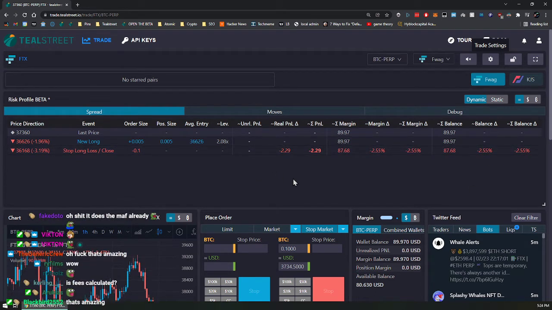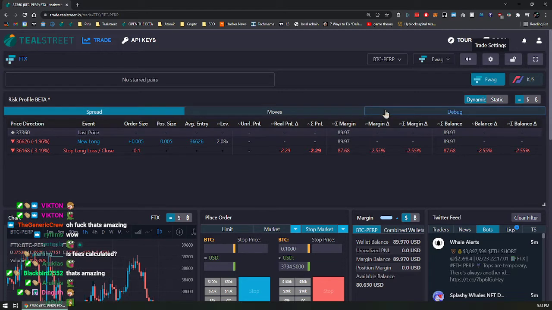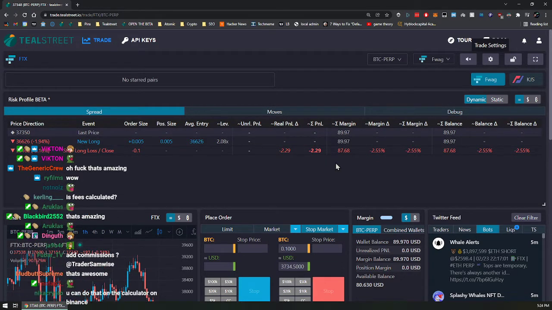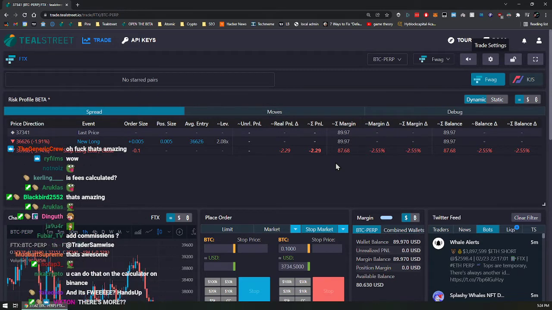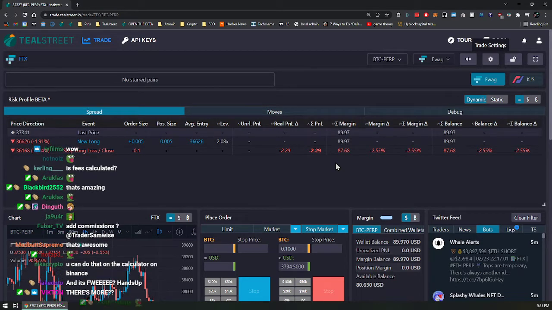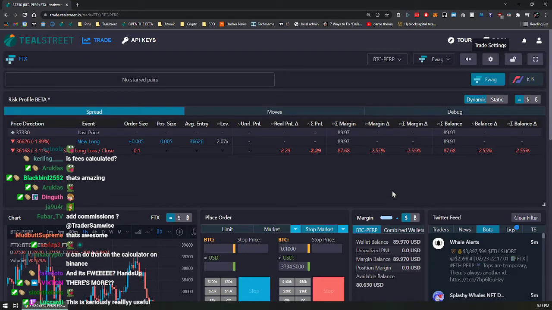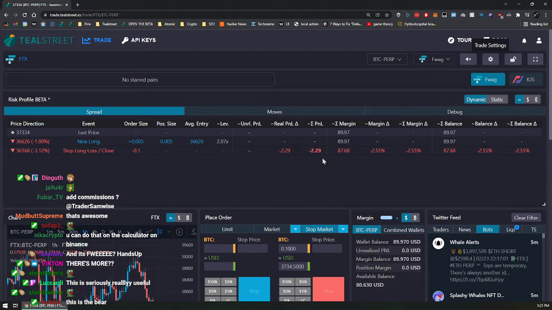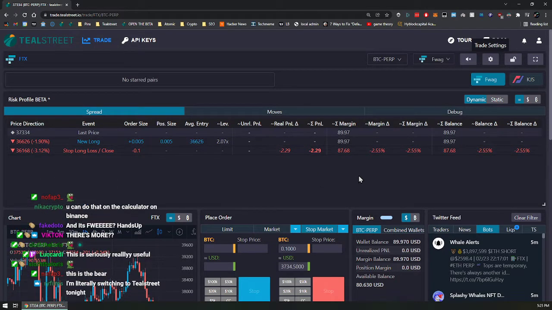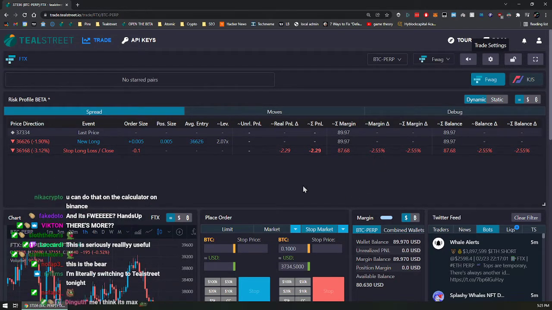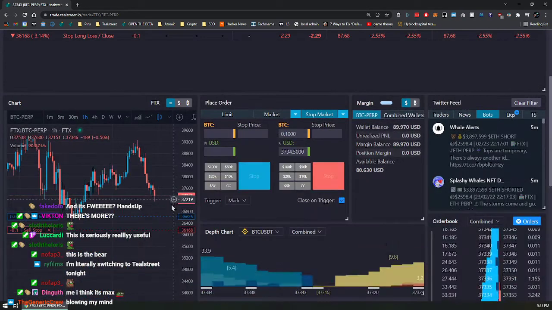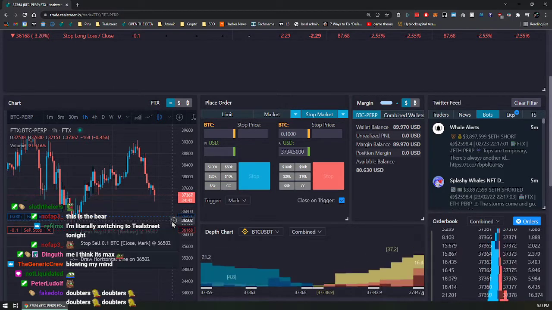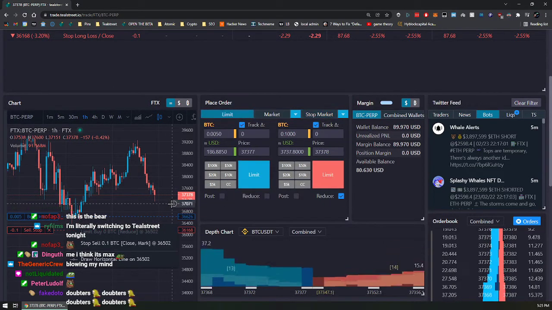But wait! You think this is dumb. You think it only handles one entry. I need to see the people in the chat who really think this is the max of what it offers. Where are the doubters of Tealstreet right now? Okay. I want to know. I'm a scaler. I think Lat's a scaler. We all kind of like to scale into positions. I want to know what my average entry is when we are scaling into a position. So I'm going to put a few more bids down here.